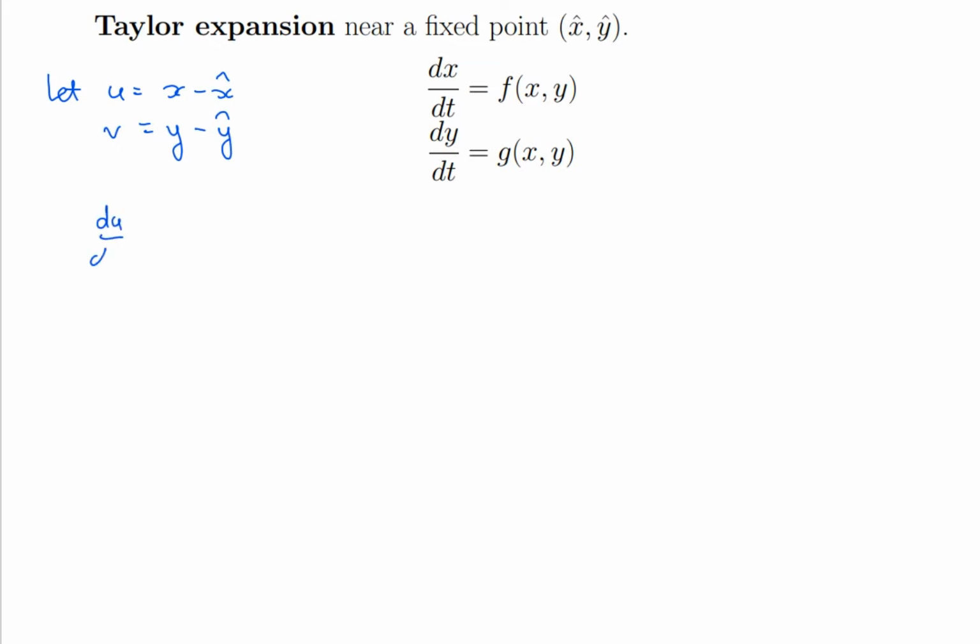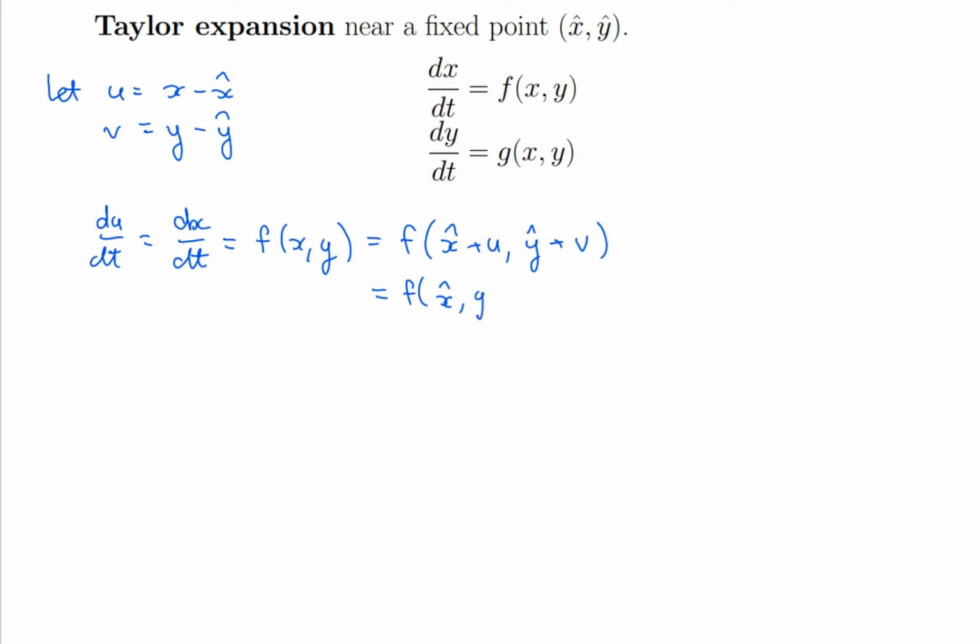Well, du dt will be dx dt minus dx hat dt, but dx hat dt is 0. So that is f of x and y. Well, that is, in terms of the u variables, f of x hat plus u, y hat plus v. And now I'm going to expand in the Taylor series, where u and v are small. So this will give me f of x hat, y hat, plus u times df dx, evaluated at x hat, y hat, plus v times df dy, evaluated at x hat, y hat.